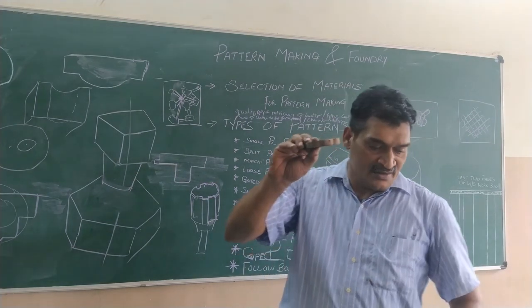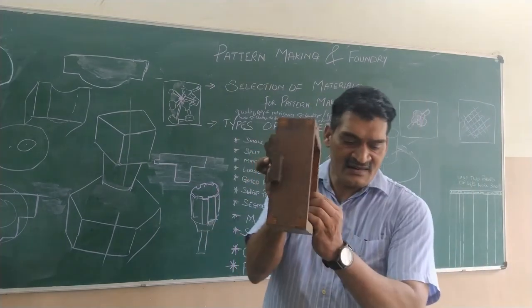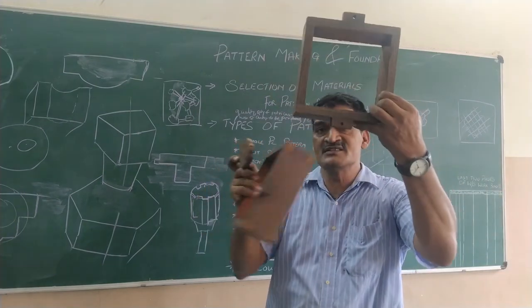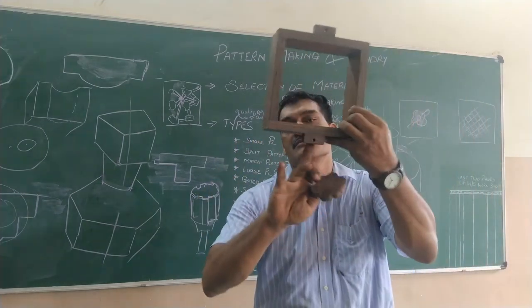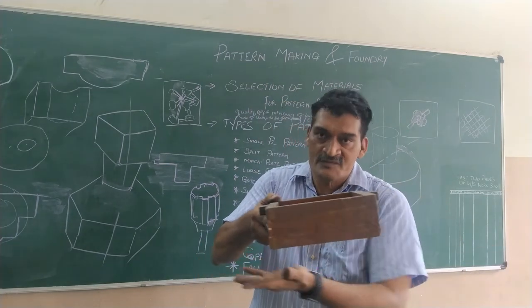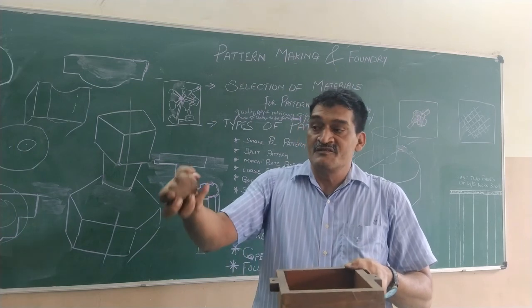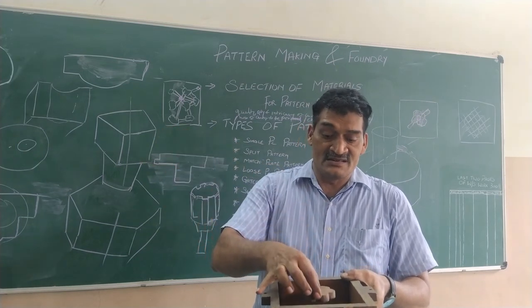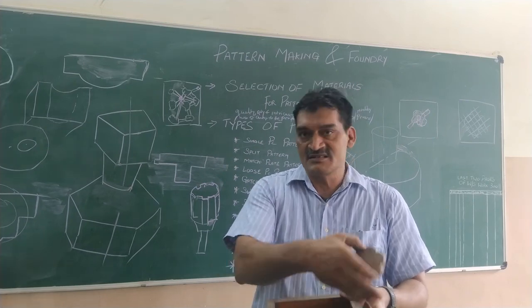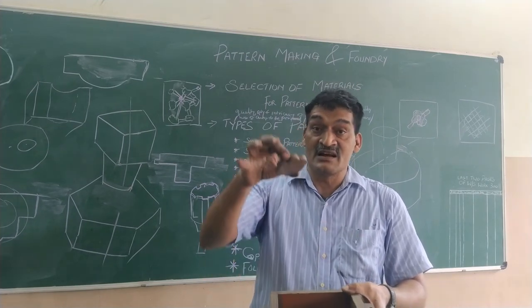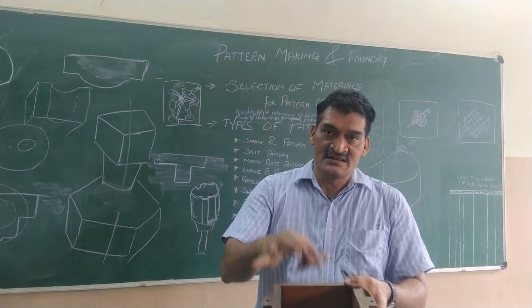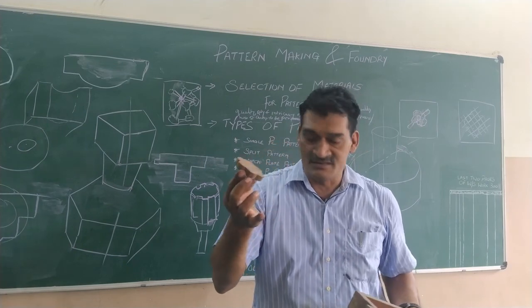Because we have the cope and the drag. We keep the drag down, inverted, with the ears facing upward. We keep it on a flat board, which we call the bottom board. We put this pattern in the center. Okay? And the sand on all the sides. Now, this is done in a single go, or a single setting. So that's why this is called a single piece pattern.